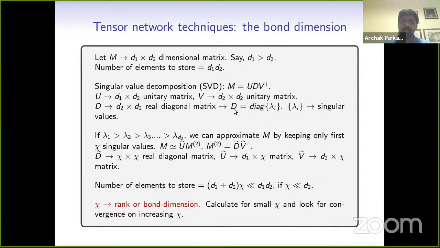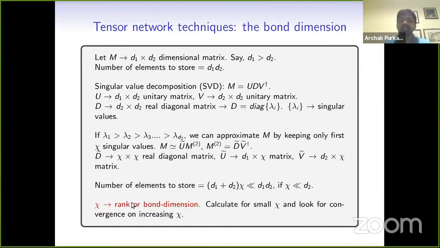So these are the singular values. This is a diagonal matrix with all the singular values. Now, if the singular values are decaying for some reason, okay, then we can approximate this matrix M by, instead of keeping all the singular values, keeping only chi of them. Okay, if we do that, then the number of elements that we have to store would be this much. Okay, this can be much smaller than d1 times d2 if chi is much smaller than d2. So this is the idea, and the idea is, okay, let's do it anyway with a small chi, and look for convergence of the matrix elements, and if we can converge, then it's great.